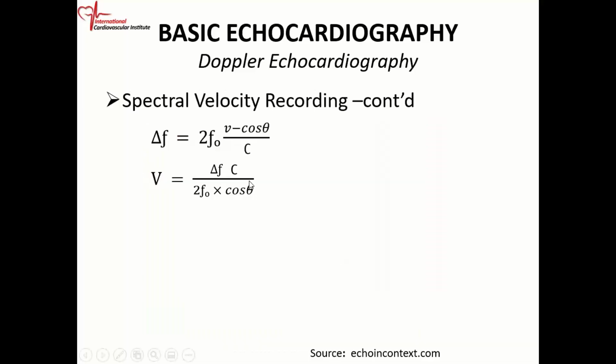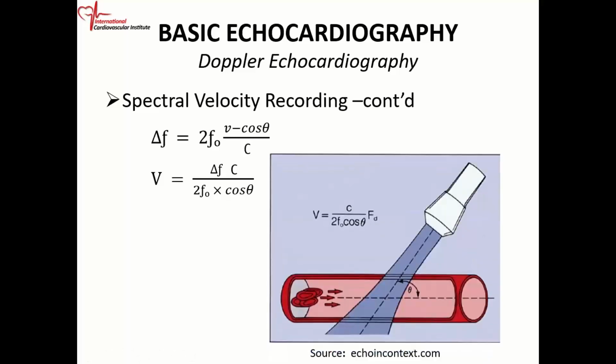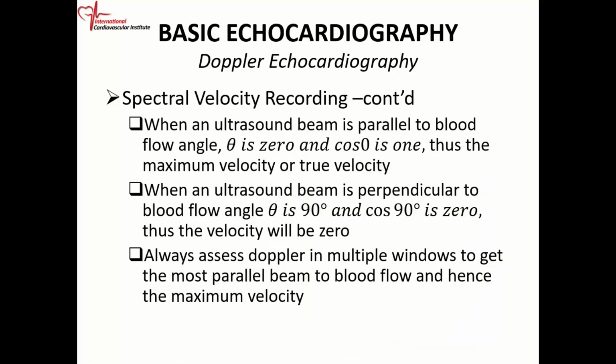So knowing your Doppler shift formula is very important, because you want to make sure that this angle is as close to zero as possible, so you can get maximum velocity. This angle you need to get close to zero. So your ultrasound beam should be parallel to flow. When it's parallel, your angle theta approaches zero. Okay? So you get the maximum velocity, maximum Doppler shift.